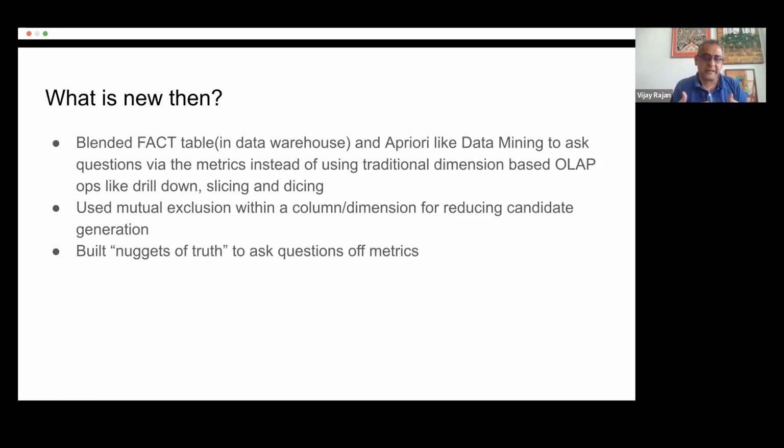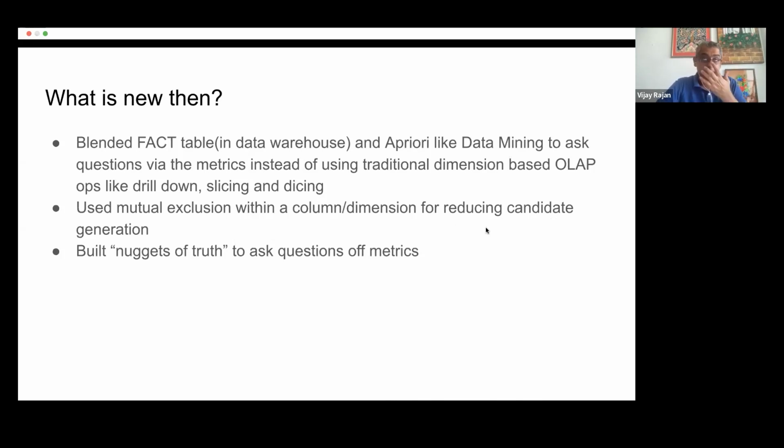So I blended these two together effectively, and I'm still in the process of identifying the most useful nuggets of information which are statistically significant and are short in size for summary for consumption. I use mutual exclusion within a column dimension for reducing candidate generation.